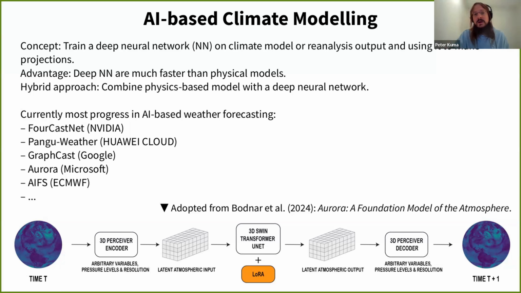Another thing we can do is embed a neural network inside the climate model and let it simulate just some processes inside the climate model.